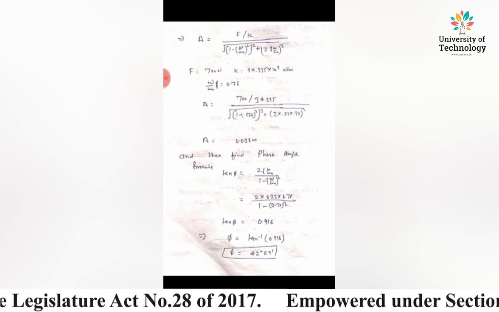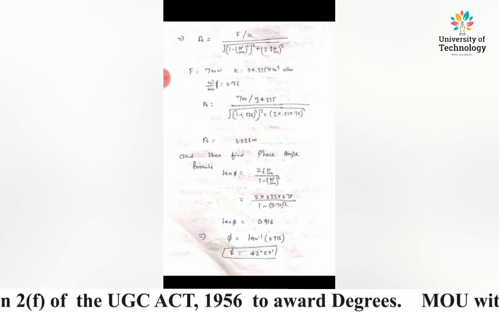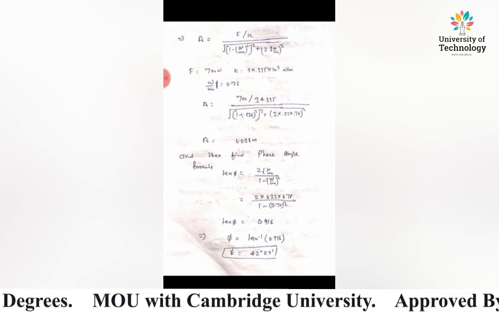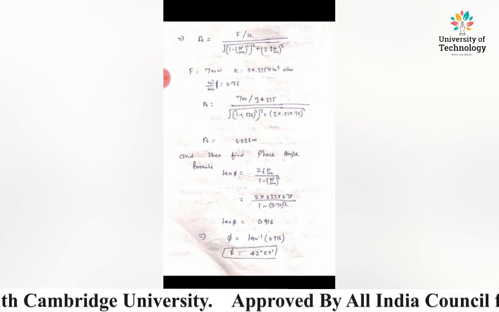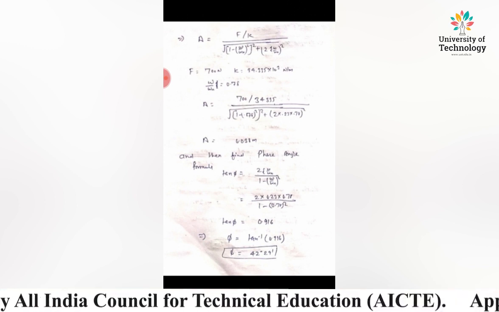We have to find only phi, the phase angle, that is equal to tan inverse 0.916, that is equal to 42 degree and 29 minutes. That is our final answer.